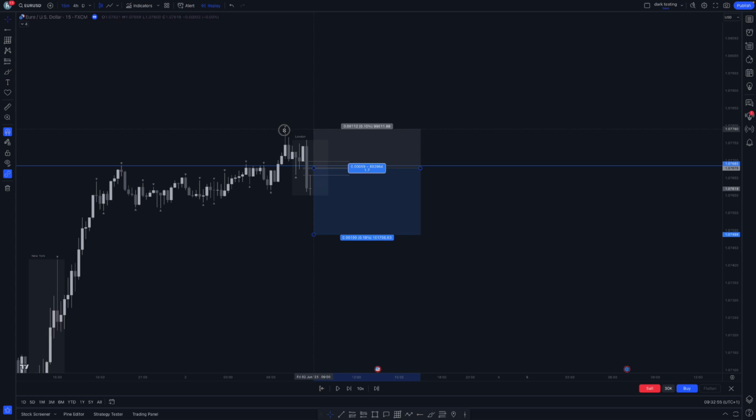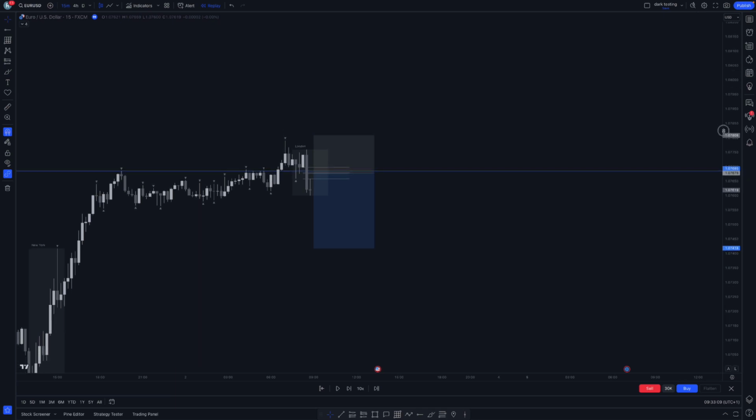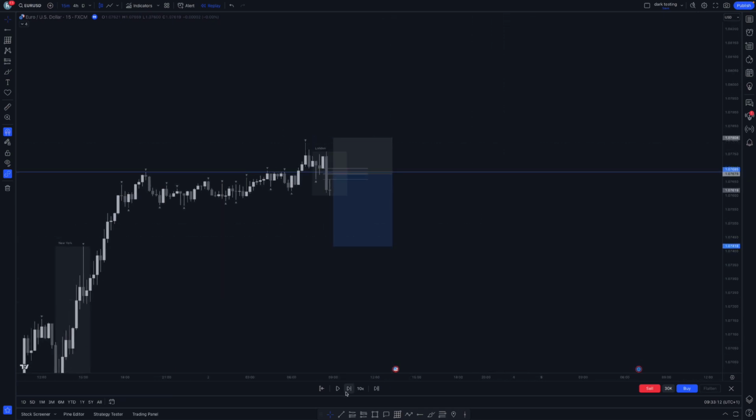So we've got an 11.2 pip stop loss. We'll give it some breathing room and give it around 13 pips. And then we will target a 1 to 2. I've not actually backtested any of this data, so we're seeing it now for the first time together. So let's see what happens on this trade.